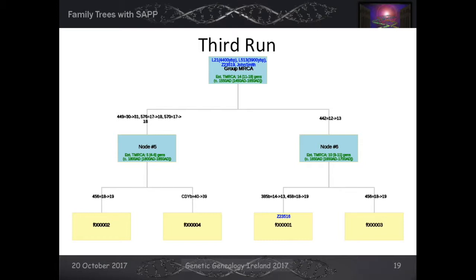The last thing is, if you take a look at this SNP that I said only kit 1 was positive for, Z23516, it's decided that that has to be a private SNP for kit 1 because I told it that kit 3 was negative. If kit 3 is negative, by definition, it has to be at this level that the SNP occurred, if this tree is correct.